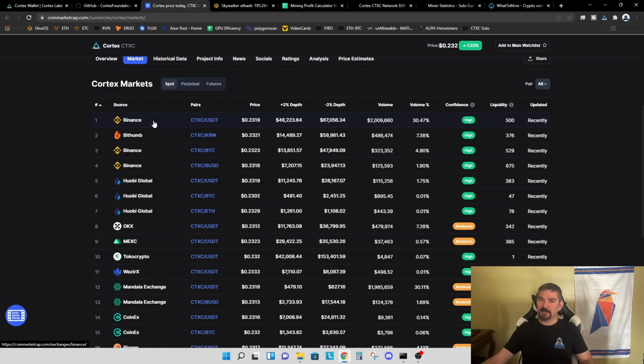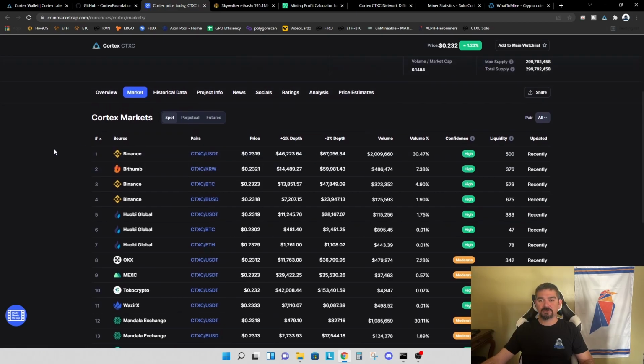So again, something to think about if you are in the US and you're thinking about mining Cortex. Getting rid of it, either in terms of trading it or selling it, is going to be extremely difficult. If you're looking to hodl it and hoping that someday it will be available on a marketplace in the US, then by all means, please do so.